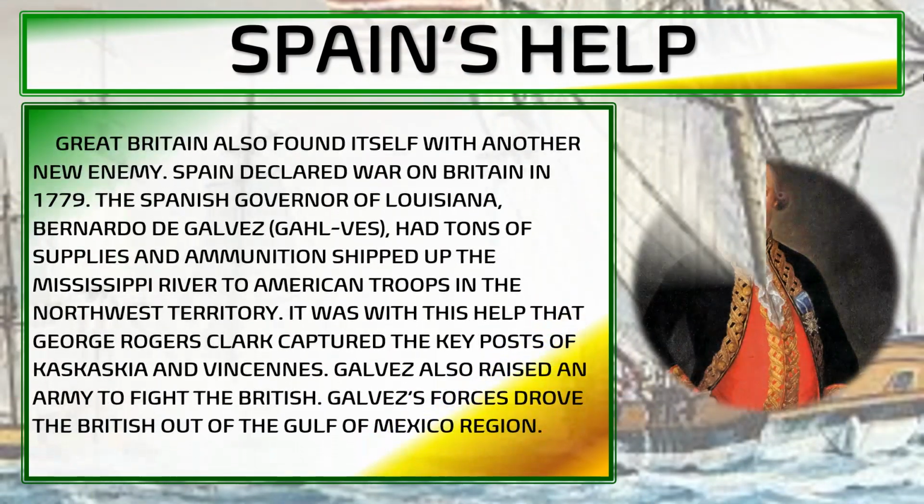Spain's help. Great Britain also found itself with another new enemy. Spain declared war on Britain in 1779. The Spanish governor of Louisiana, Bernardo de Galvez, had tons of supplies and ammunition shipped up the Mississippi to American troops in the Northwest Territory. It was this help, along with George Rogers Clark capturing the key posts of Kaskaskia and Vincennes. Galvez also raised an army to fight the British. Galvez's forces drove the British out of the Gulf of Mexico region.